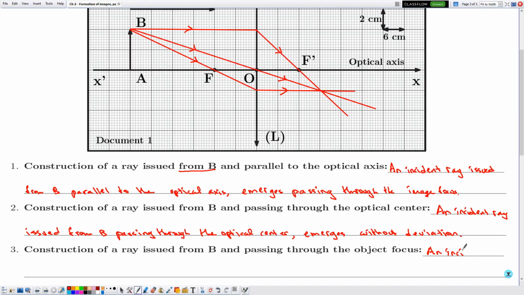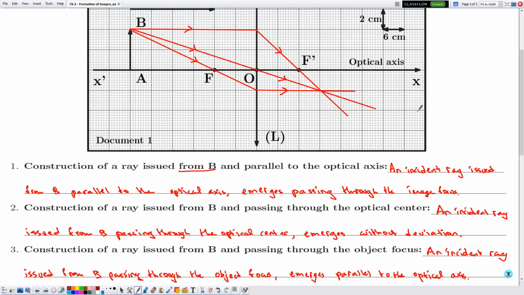An incident ray issued from B passing through the object focus emerges parallel to the optical axis. Okay.